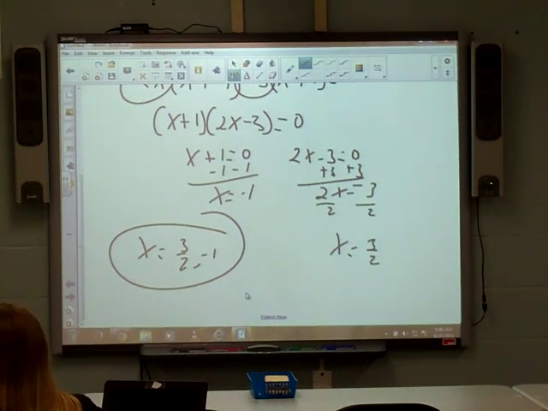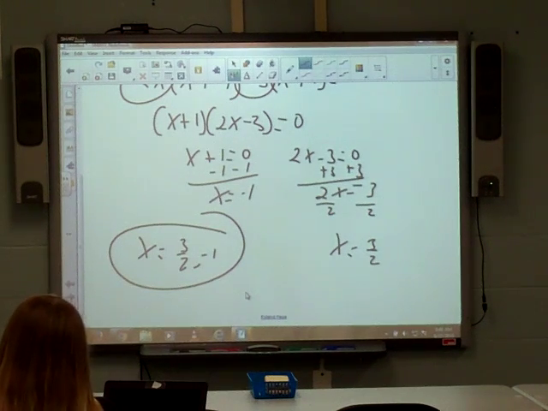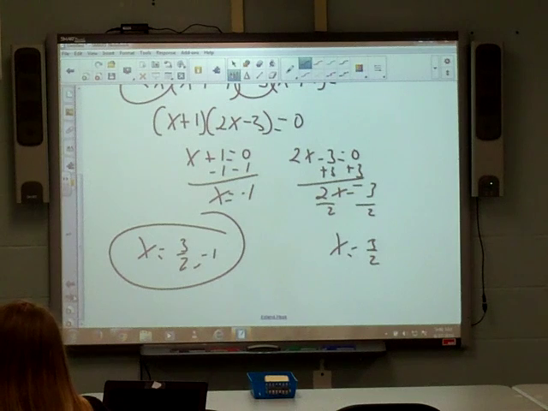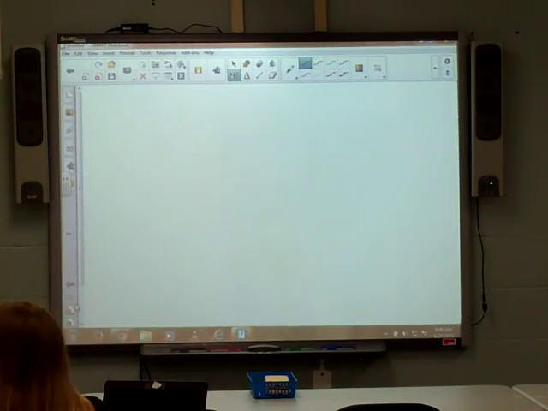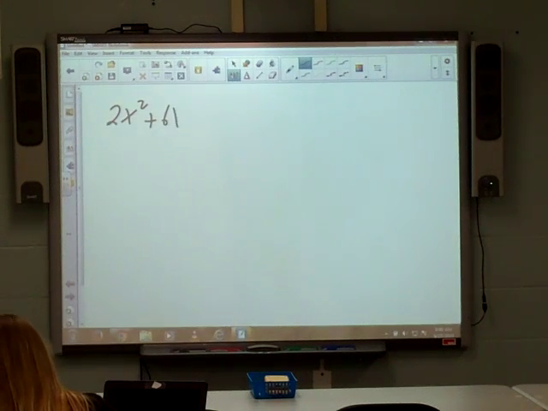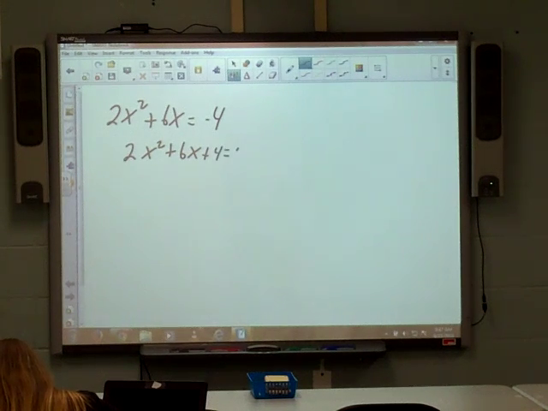I saw one more I wanted to show you today. Is it like the same? It is both. It's got a different step to it. This one says 2x squared plus 6x equals negative 4. Alright, is it in standard form? Add the 4, so that gets me 2x squared plus 6x plus 4.